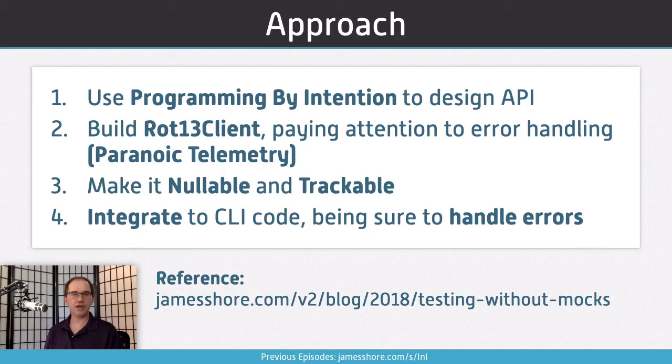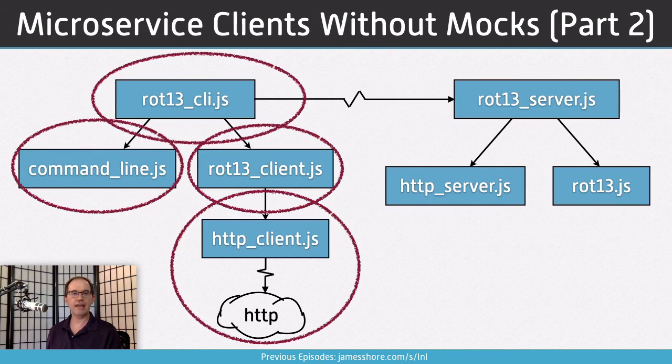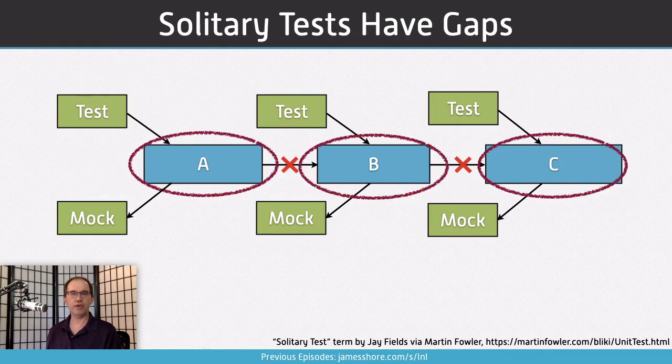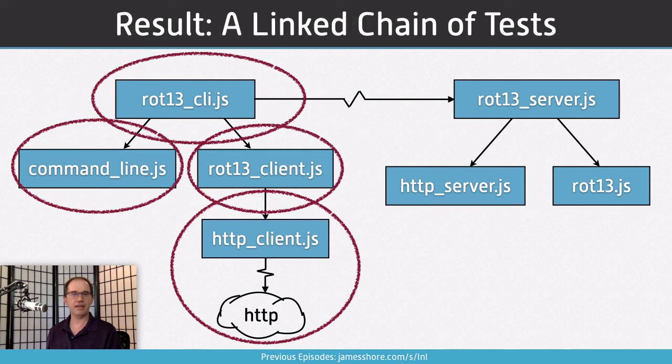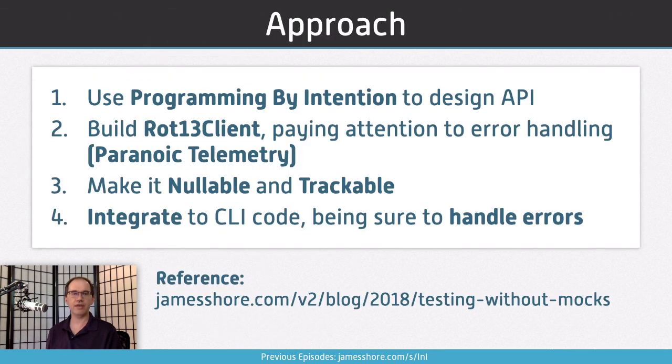A quick reminder of what we did here. We have built a microservice client without mocks, really focusing on allowing us to build those sociable tests so that we could make it robust. We used programming by intention to design the API. We built the Route 13 client with a lot of attention to error handling using Paranoia Telemetry. We made it nullable and trackable, and then we integrated into the command line, making sure to handle errors there as well. Because again, handling errors is the difference between toy code and real production code.